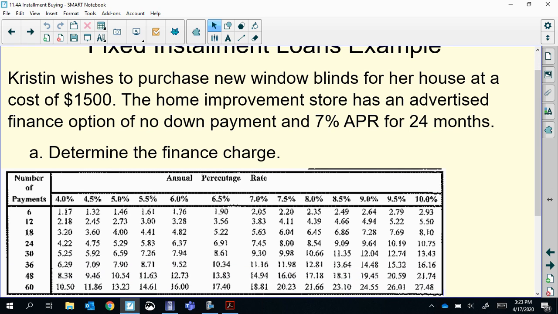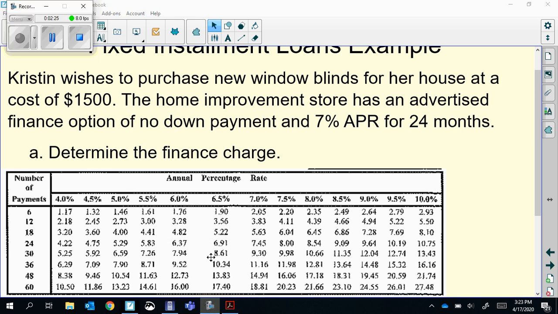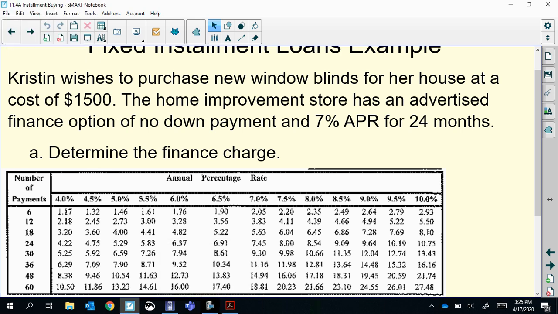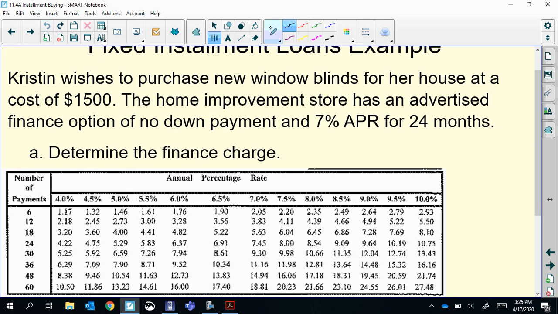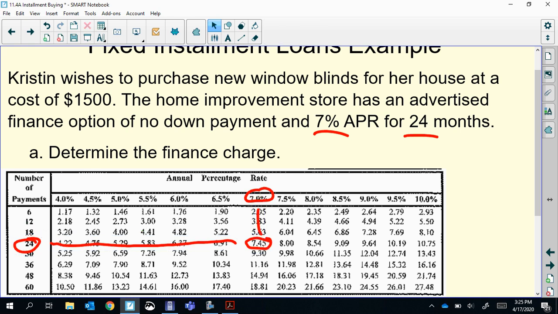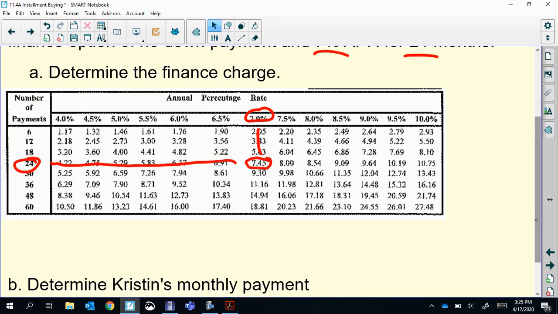So we're going to do a couple of things here. We are going to start with getting the value from the table. So we're going to look at 24 months, and 7%. We're going to see where they meet. That's right there at 7.45. So that's our table value.